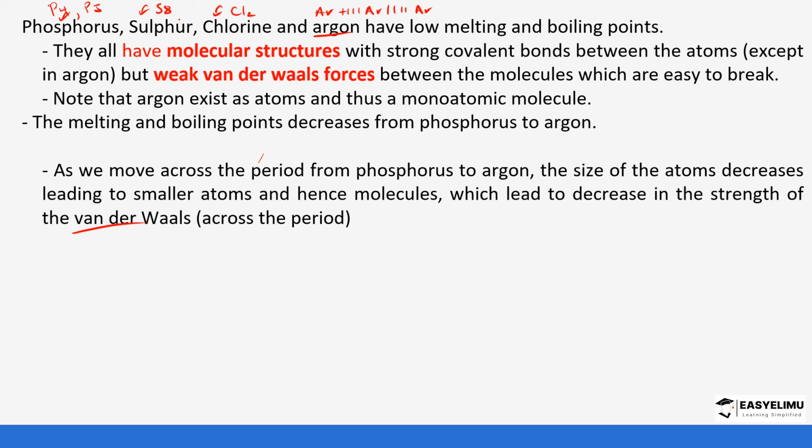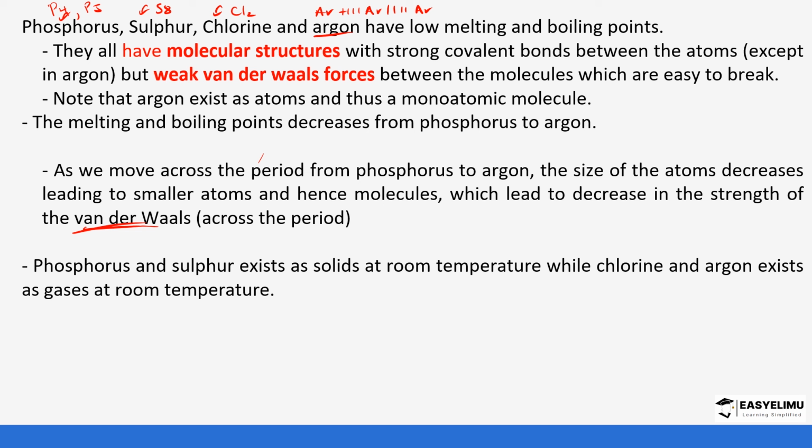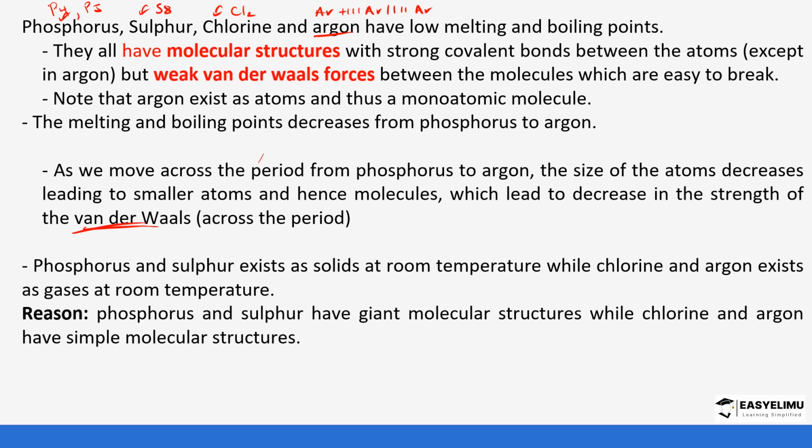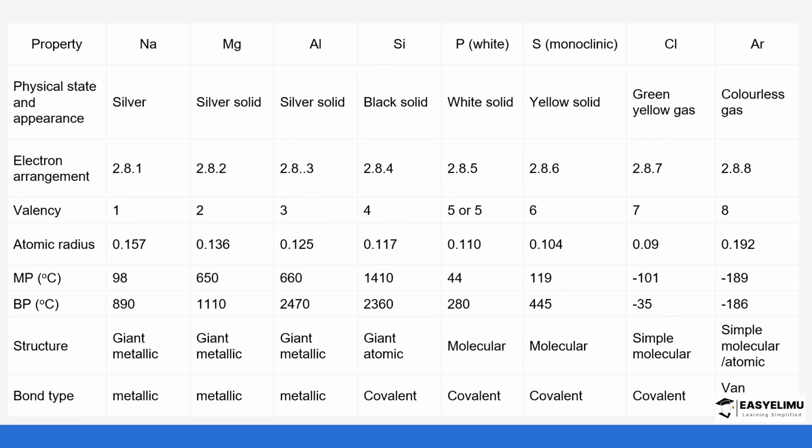As the size of the molecule decreases across a period, so does the strength of the van der Waals forces. So that is the reason why the melting point is decreasing across the period. Phosphorus and sulfur usually exist as solids at room temperature. This is because the strength of their van der Waals forces is very high in comparison to chlorine and argon. So they have giant molecular structures while chlorine and argon have simple molecular structures.